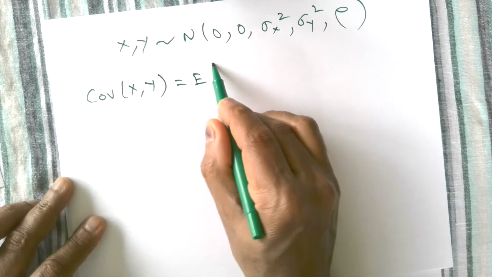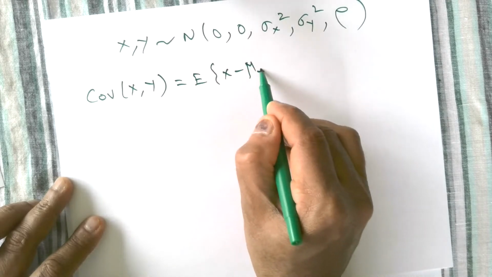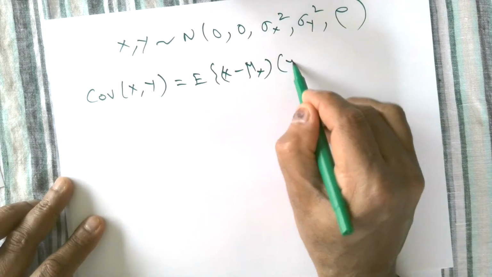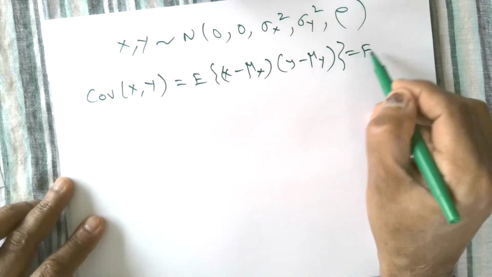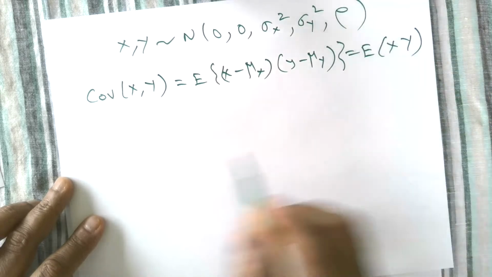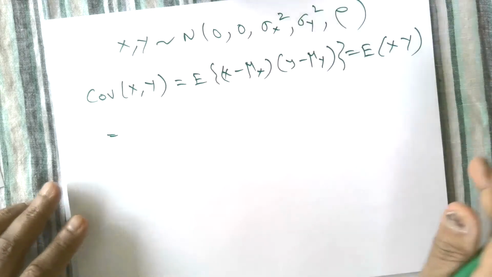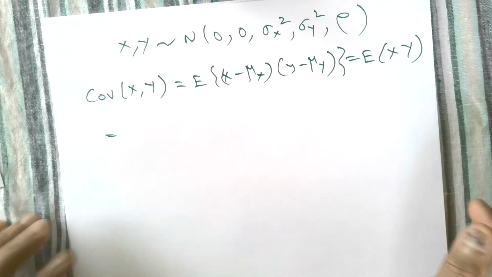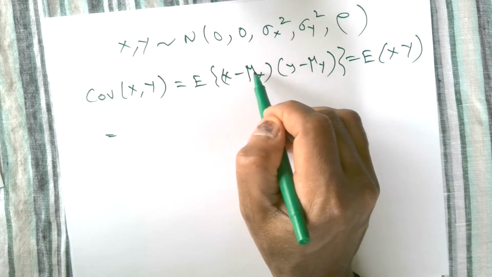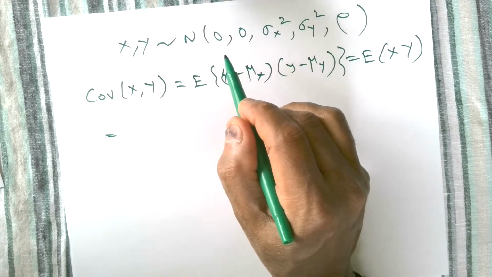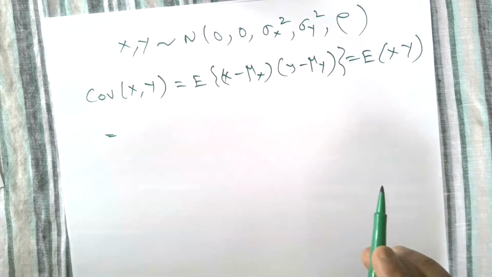So this is in general x minus mu x multiplied by y minus mu y. Here the means are zero, so this is simply expected value of xy. Now the procedure I am going to show here, you can apply the same thing even if the means are not zeros. It just goes through. So it's a fundamental result.